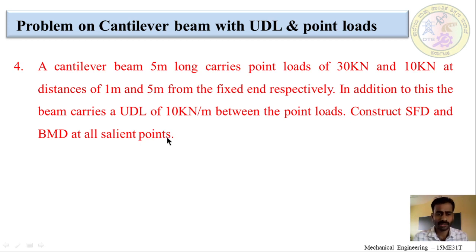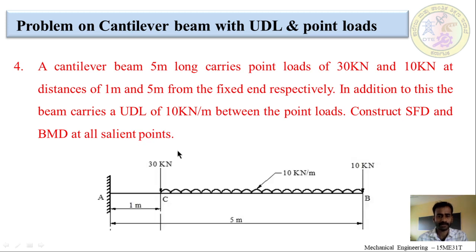So, first you read the question carefully and draw the sketch or the free body diagram of the given problem. So, we will draw it. That is, we have a cantilever beam of 5 meter long. So, length of the beam is 5 meter, carries point loads of 30 kilonewton and 10 kilonewton. So, it is carrying 2 point loads, one is 30 kilonewton and another one is 10 kilonewton at a distance of 1 meter and 5 meter from the fixed end.